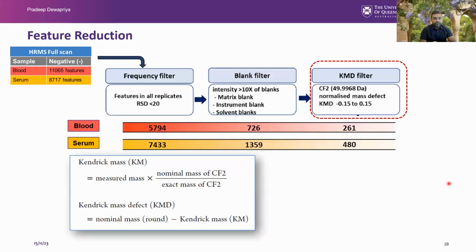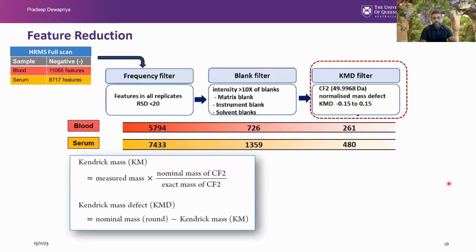For those who are not familiar with Kendrick mass defect filtering, in general, PFAS tend to have a negative mass defect due to replacement of hydrogen atoms by fluorine. So this replacement gives a negative mass defect to fluorinated compounds. So KMD is a very useful filter to prioritize fluorinated compounds in a complex feature list.